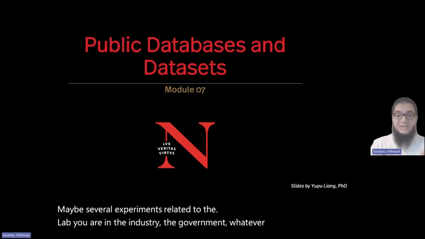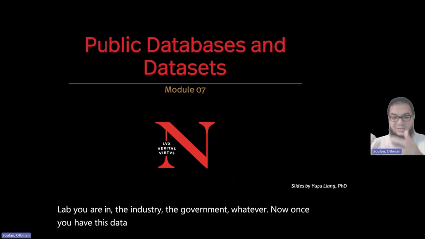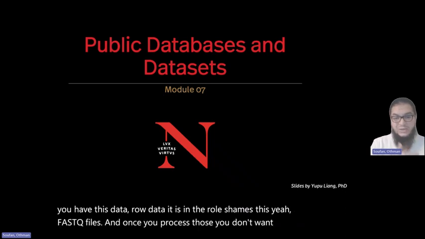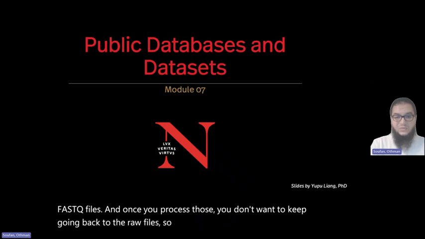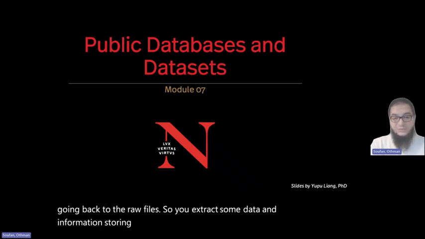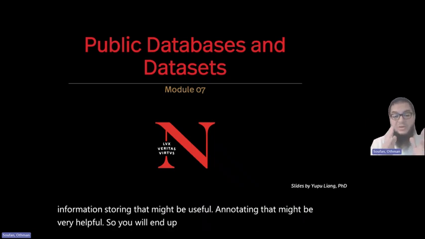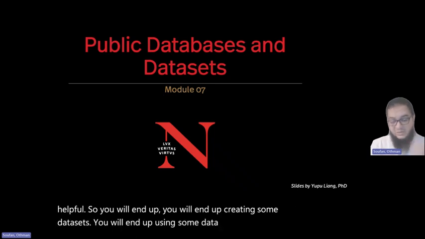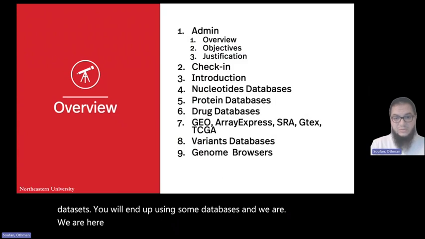Now, once you have this data, it is in the raw shape. You have FASTQ files, and once you process those, you don't want to keep going back to the raw files. So you extract some data and information. Storing that might be useful. Annotating that might be very helpful. So you will end up creating some datasets. You'll end up using some databases, and we are here into this stage in the course.